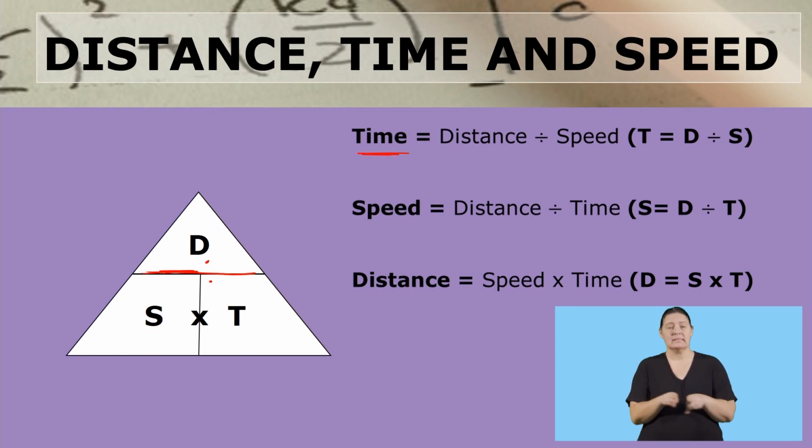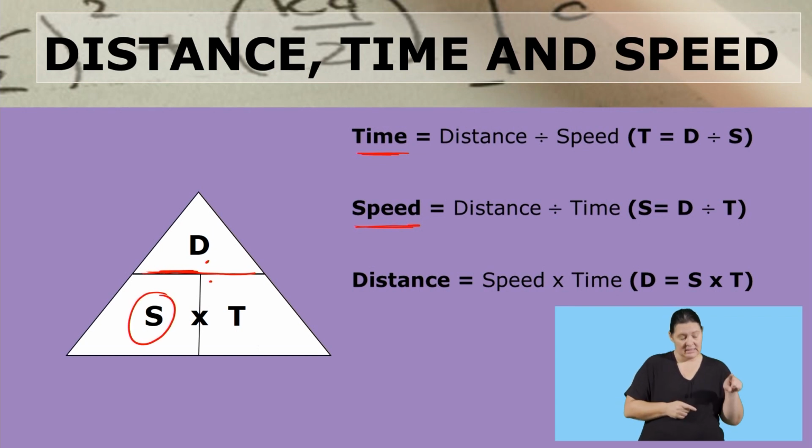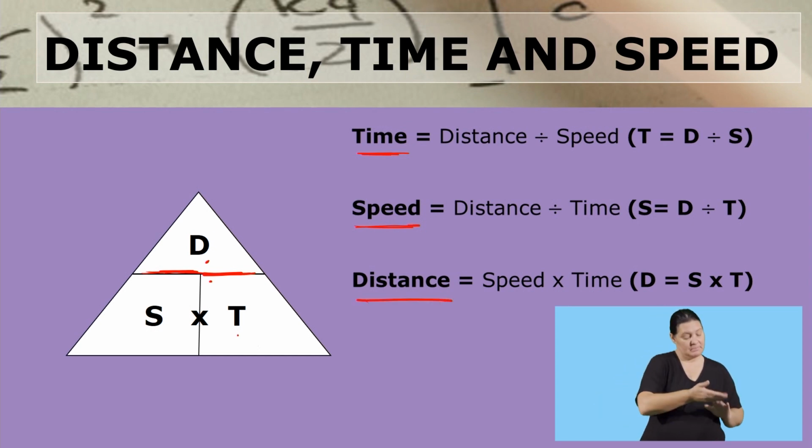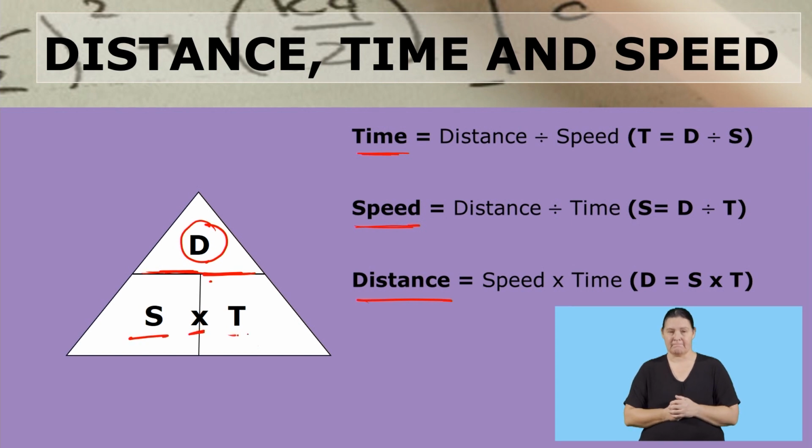The same case goes for when I'm looking for the formula for my speed. So there's my speed over there. And what is the formula going to be for my speed? That is going to be my distance divided by my time. Okay? And then the same thing is going to go for if I am looking for the formula for distance. That's my distance, and that is going to be my speed multiplied by my time. So that diagram is going to help us to find these formulas easier.